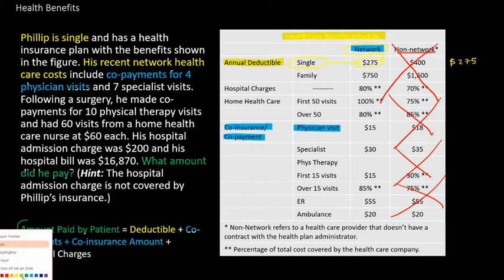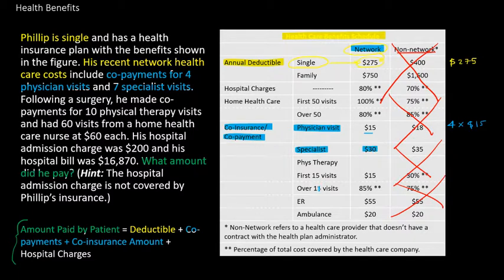Okay, so that's saying that each physician visit costs $15. And he had 4 visits. So we're going to end up doing 4 visits times $15 each. Let's keep going. Are there other ones mentioned? Well, they do mention 7 specialist visits. Let's find specialist. I see it here. Each one costs $30. So we'll end up having 7 times $30 to figure out our specialist visits.